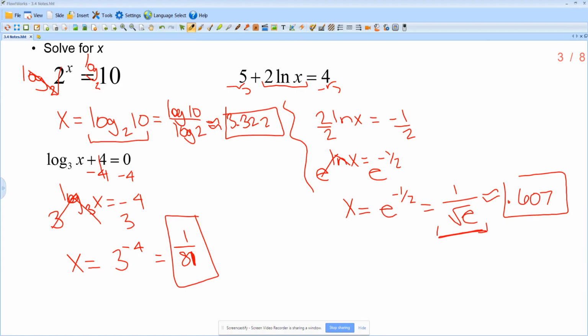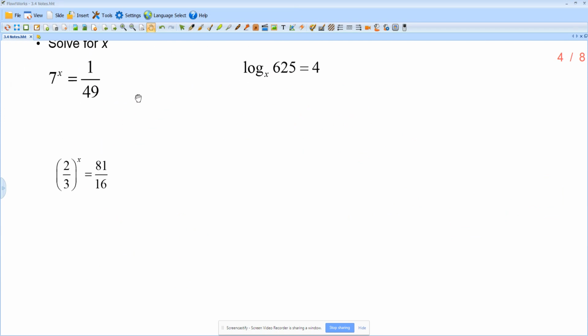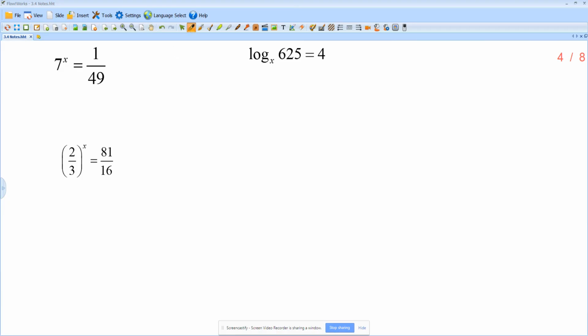All right, so that's solving by the one-to-one property, solving by the inverse property. Now I'm just going to do a little bit extra so that that example's video is a little bit shorter. If I have 7 to the power of x equals 1 over 49, I'll leave this 7 to the power of x. And what I'm going to try and do is the inverse property, because I recognize right away that 1 over 49 is the same thing as 1 over 7 squared.